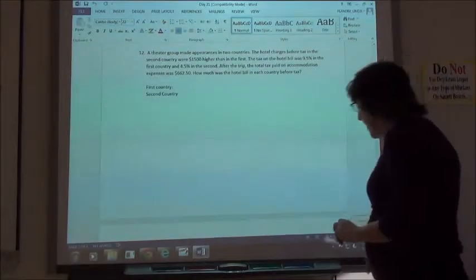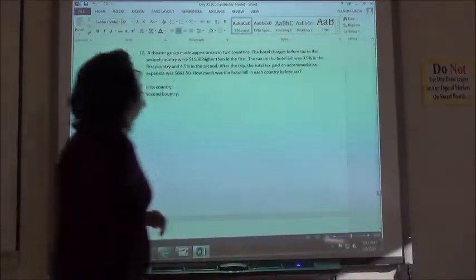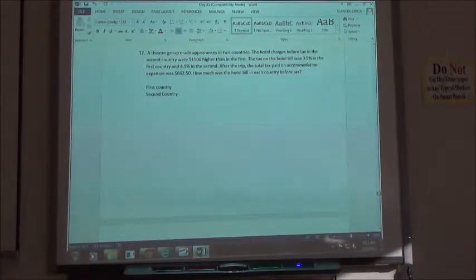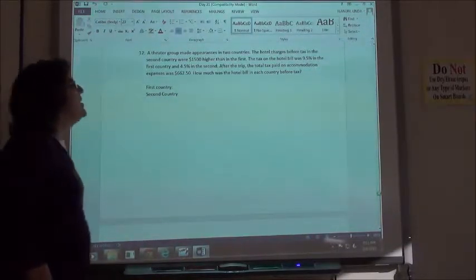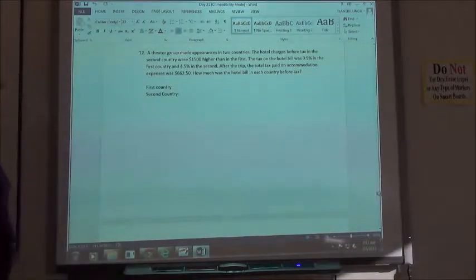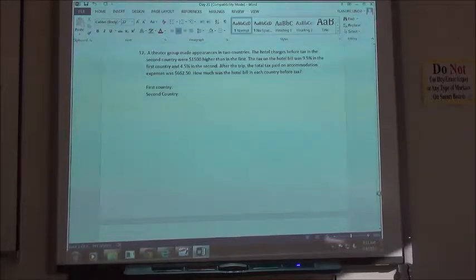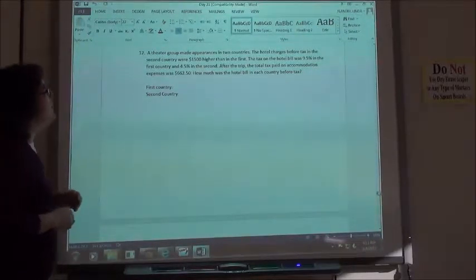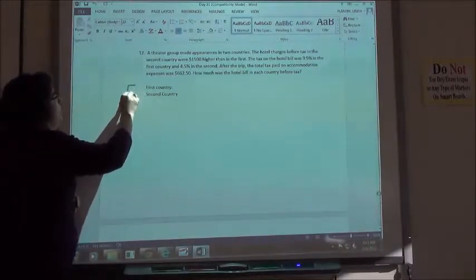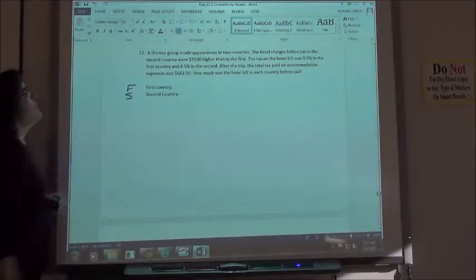So number 12 says, a theater group made appearances in 2 countries. The hotel charges before tax in the second country were $1,500 higher than in the first country. The tax on the hotel bill was 9.5% in the first, 4.5% in the second. After the trip, the total tax paid on accommodation expenses was $662.50. How much was the hotel bill in each country before tax? So I'm going to use F for my first one and S for my second one.